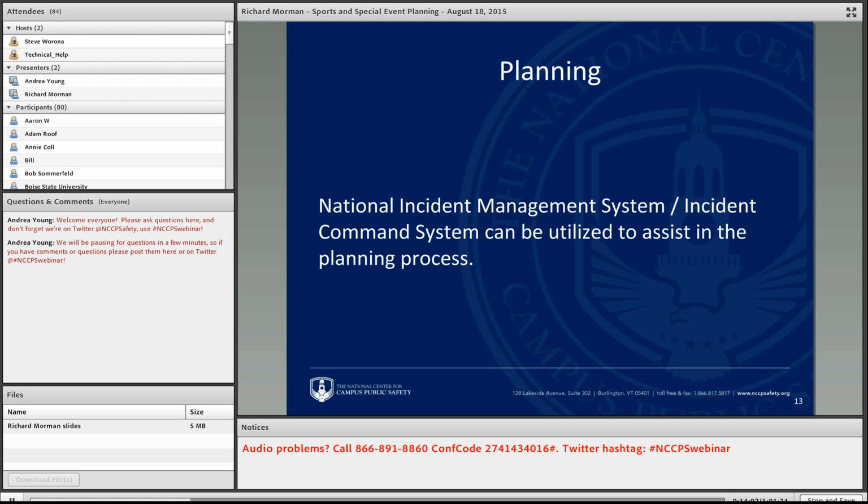So these ICS forms will force you to identify staffing levels, radio communications, and that sort of thing. I just encourage you to take a look at them and see, and maybe you can adapt them for your own event planning.